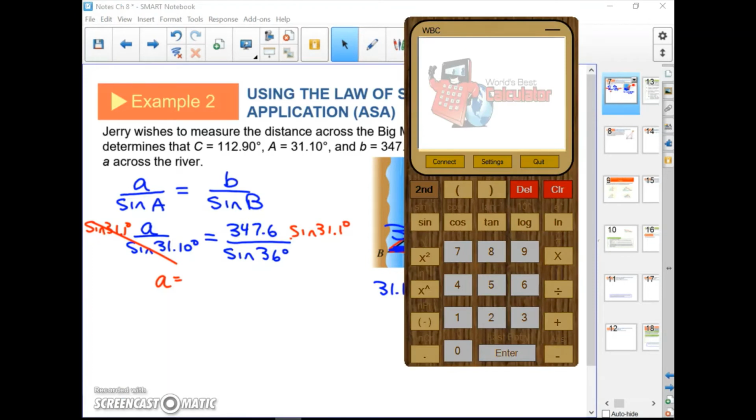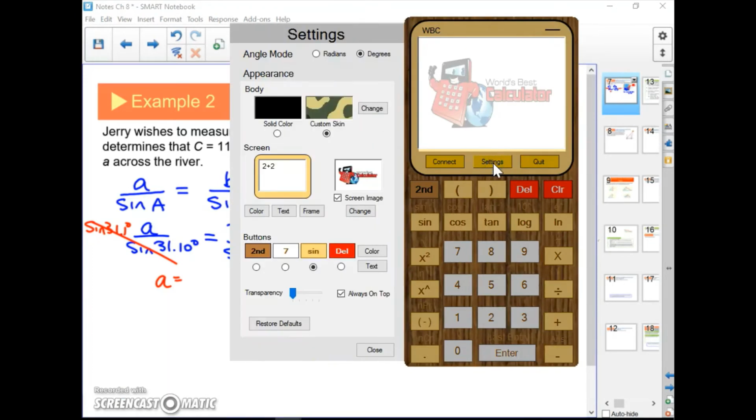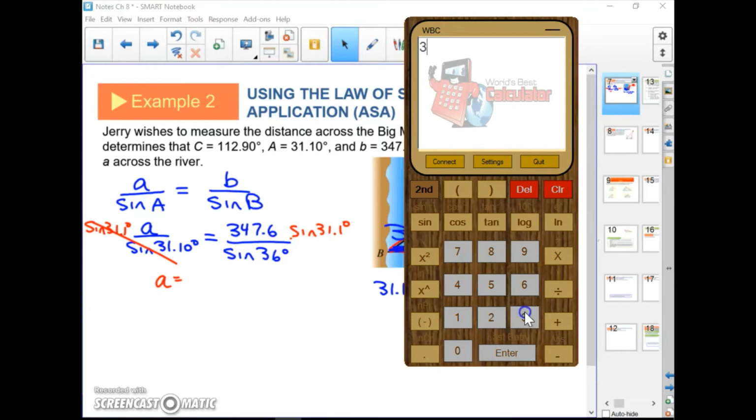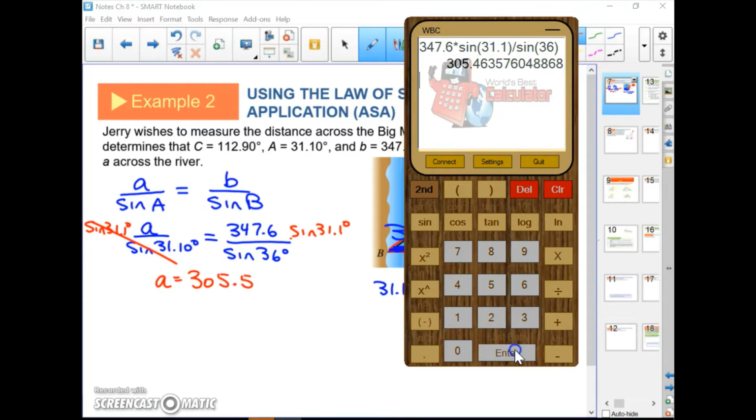So let's pull out a calculator and let's just check it out. Okay, make sure you're in degrees here. So we have 347.6 times sine 31.1 divided by sine 36. Good. 305.5 feet. You might notice this problem has four significant figures, and so that's why I rounded off to four sig figs. I guess you could round off to 0.46 if you didn't care about sig figs, but we got the distance across that river is 305.5 feet.